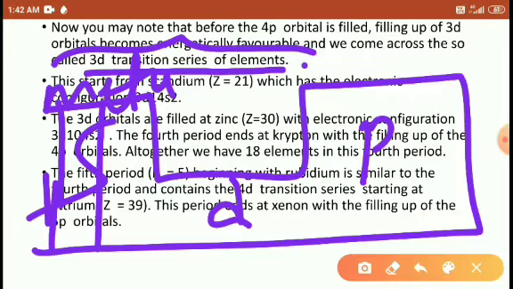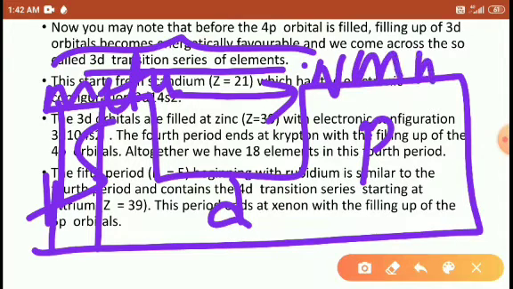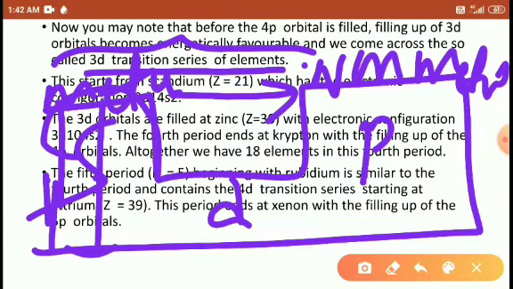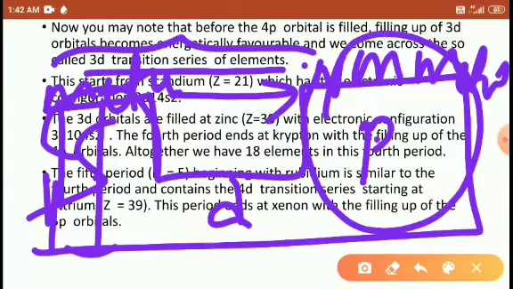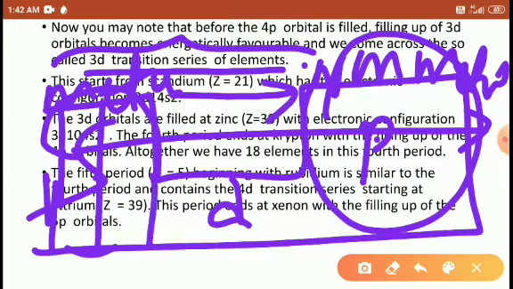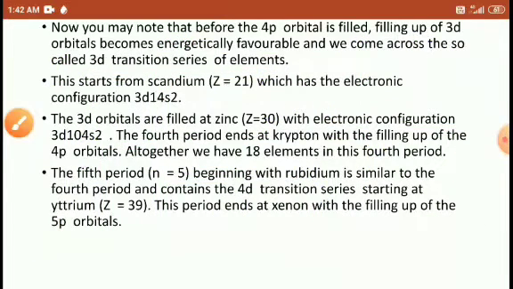When you move from the left side to the right side of the periodic table, the metals change to non-metals. On the left-hand side is metallic property, but on the right-hand side is non-metallic property. The metal turns into non-metal while passing through the d orbitals. This is called the transition orbitals. Right, friends?